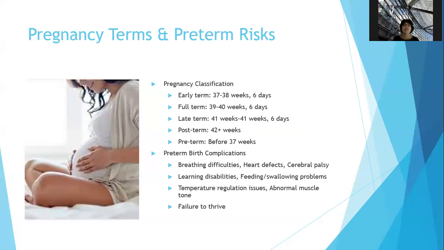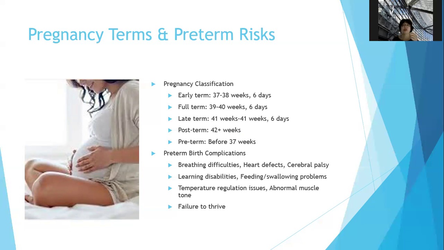So with pregnancy, the different terms of pregnancy are classified. I don't know where the 6 days came from. This is from the book, and I don't know where that came from. So we're just going to talk about weeks. Maybe it's 37 to 38 weeks and 6 days. I don't know. But early term is 37 to 38 weeks. That means if a baby is born at 37 to 38 weeks, it's considered a premature birth. Full term is 39 to 40 weeks.